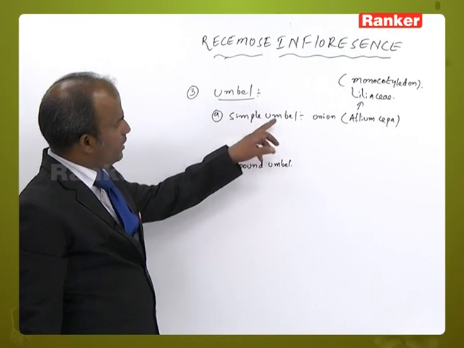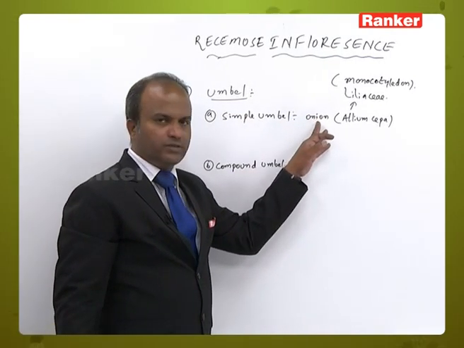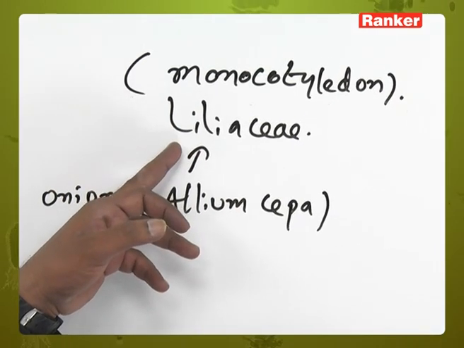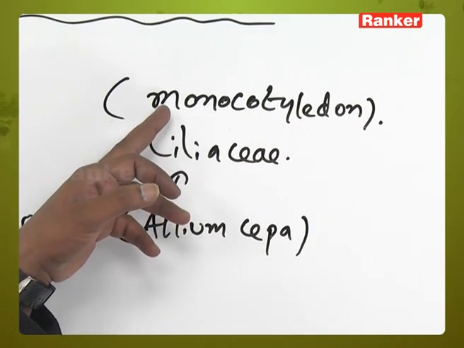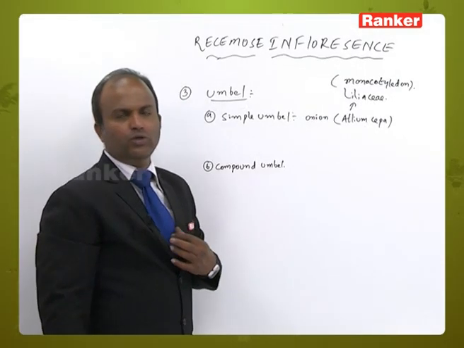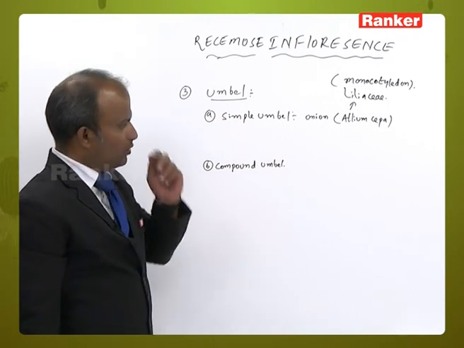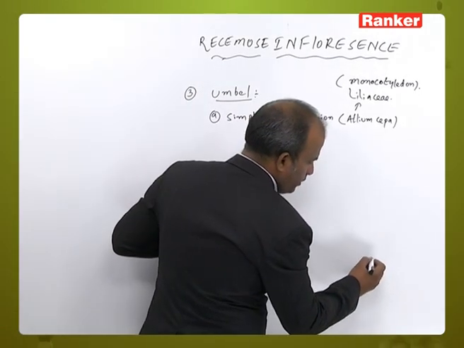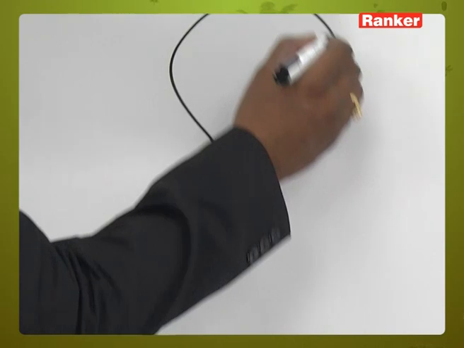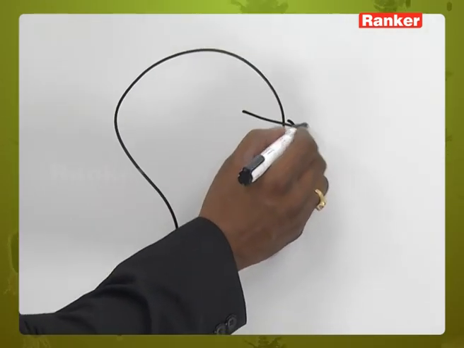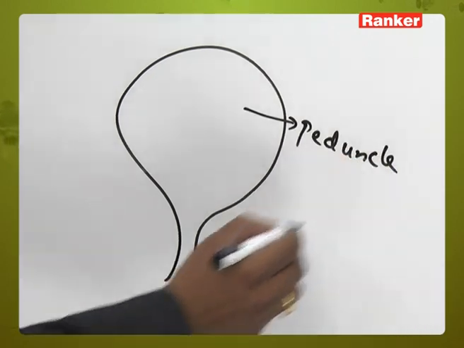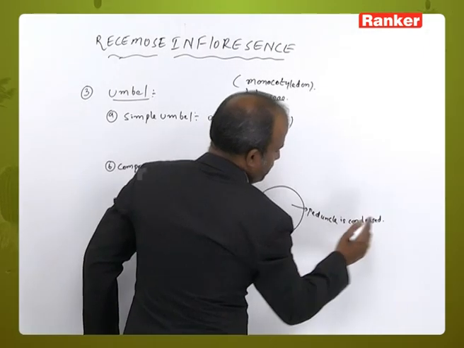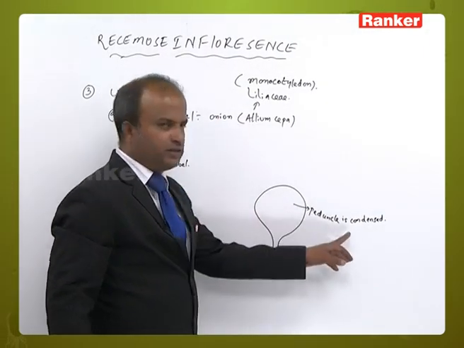Umbel is of two types. One is simple umbel, example onion. The scientific name of onion is EAMCET, and it belongs to the family Liliaceae, and it belongs to monocotyledon. Now in the simple umbel, the peduncle is condensed. Here the peduncle is condensed.